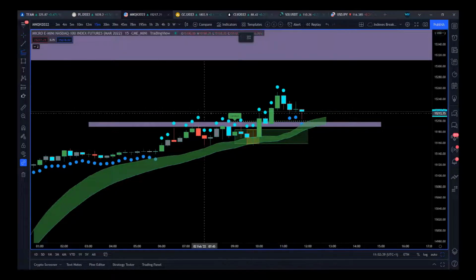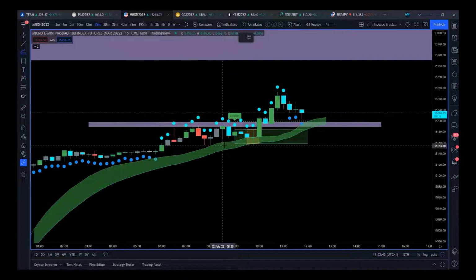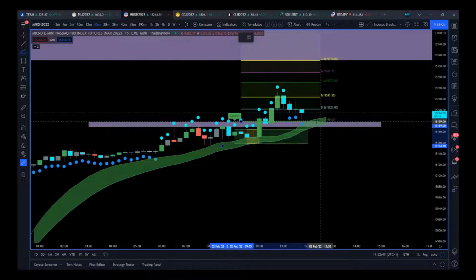Again, look at the risk to reward. Where's your stop going to be? Your stop's going to be just below here. There's your entry. Risk to reward to the next resistance is 1 to 2.5. Lots of fresh air.